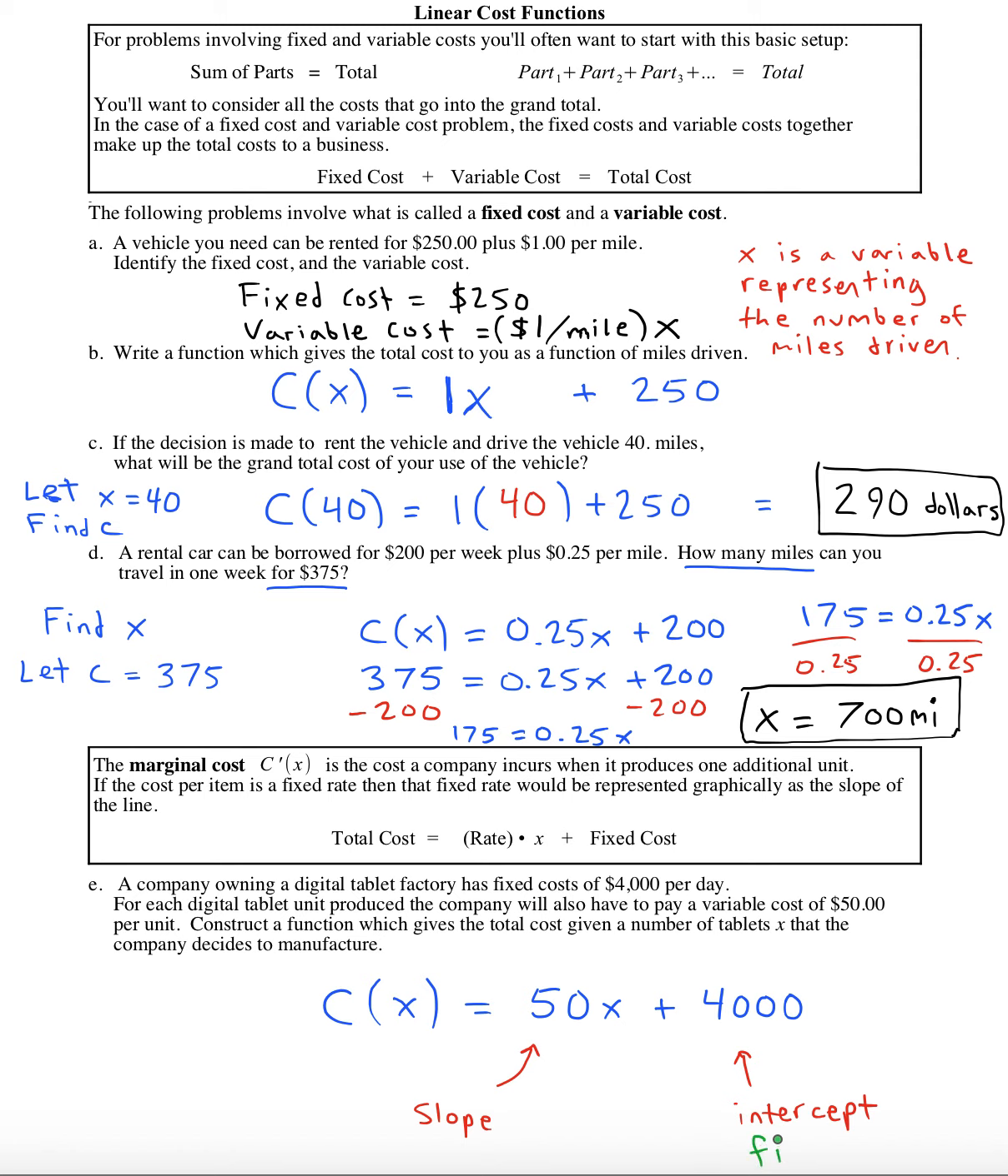The intercept represents the fixed costs, and the slope represents the variable rate, which could also be called, in this case, marginal cost.